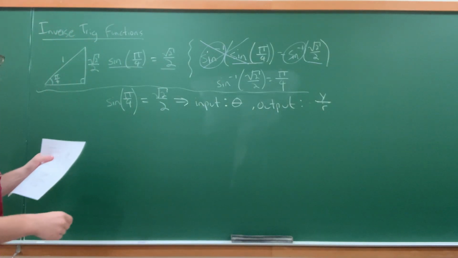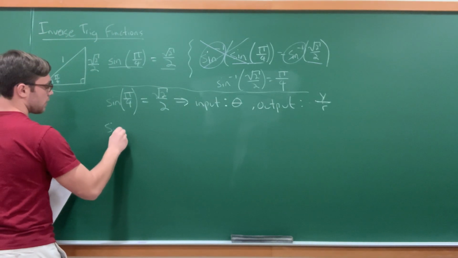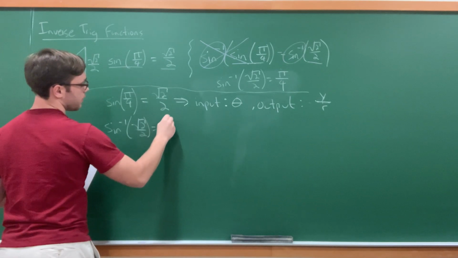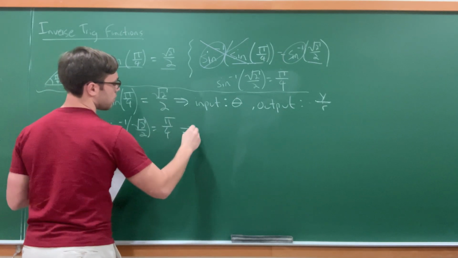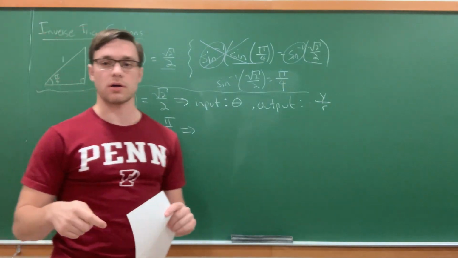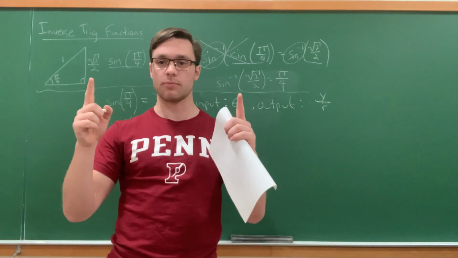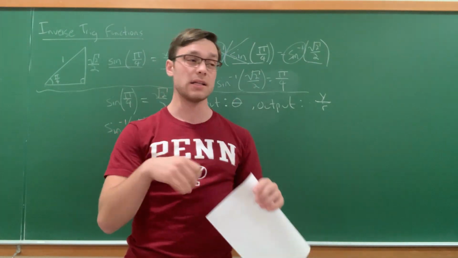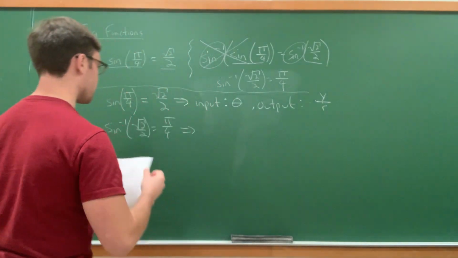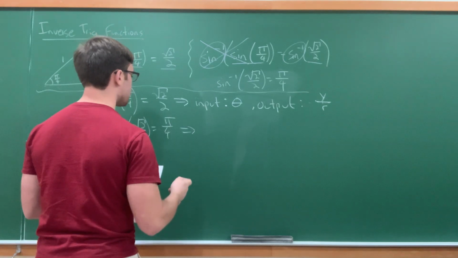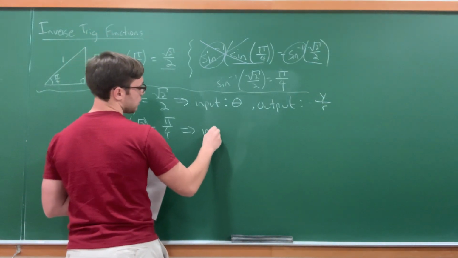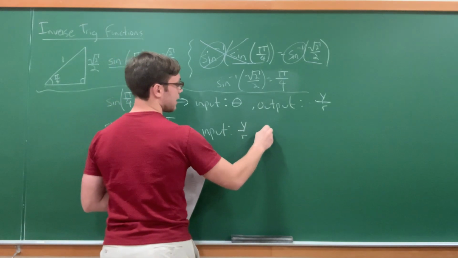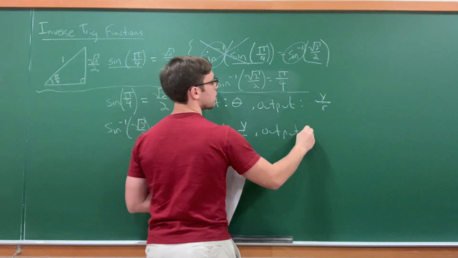Okay, now, if I write this, the inverse sine of root 2 over 2 equals pi over 4, we should remember back from our work on inverse functions that the input and output switches for an inverse function. Y becomes x, x becomes y. Even algebraically, that's how we solve inverse functions. We switch the y and the x. So in this case, our input is y over r, and our output is theta.